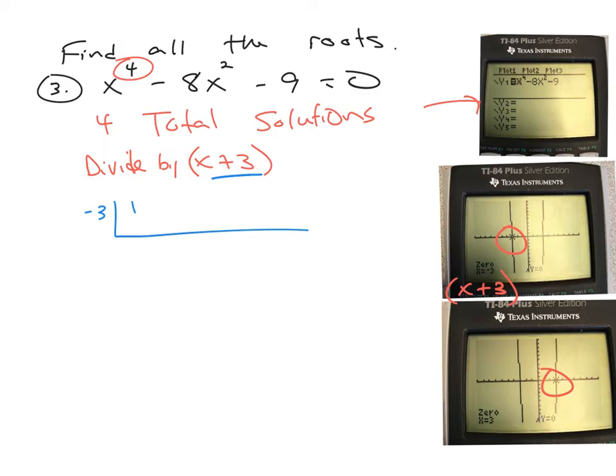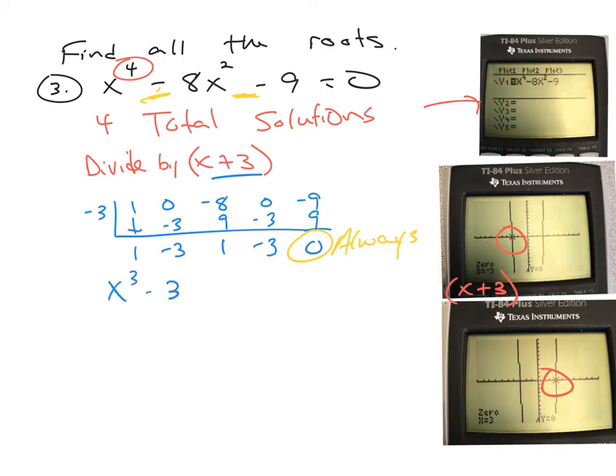We write out the original, and we have to remember to add in zeros for x to the third and for x. If you don't add those zeros in, because you're missing x to the third and you're missing your x term, it's not going to work out. Drop down the 1, multiply, add, all the way through. So again, this will always happen. Okay, so I'm going to write that out. That's x cubed minus 3x squared plus x minus 3.